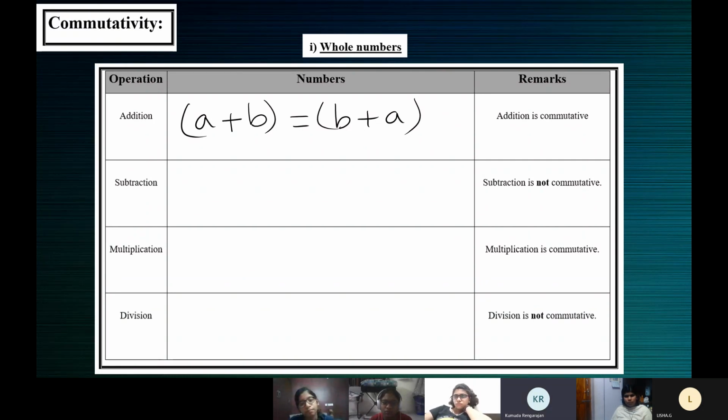We are trying this on whole numbers. We have to take two whole numbers, and the operation is addition. So we have to add the two whole numbers.